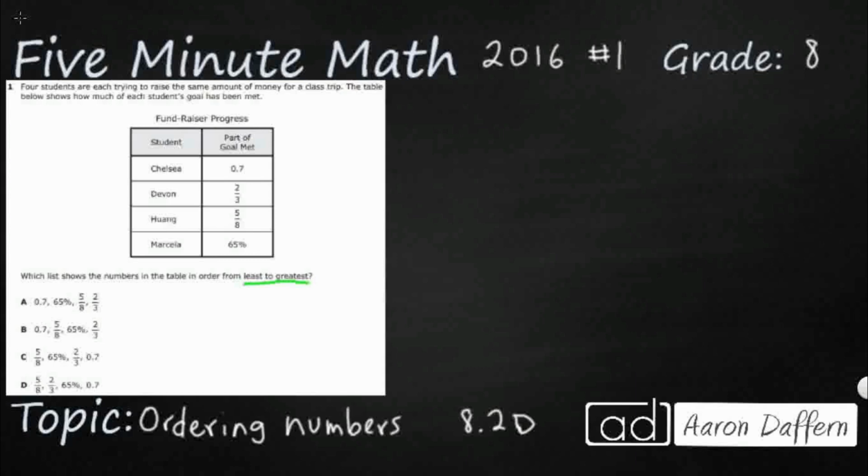We could do it in any of these 3, but I would say the fractions are going to be the hardest because they have to have the same denominator. I would always say, when in doubt, go with the decimal, because once you get the decimals, you can just line them up. So Chelsea, our 0.7 is good. So I'm just going to line up my actual decimals right here.